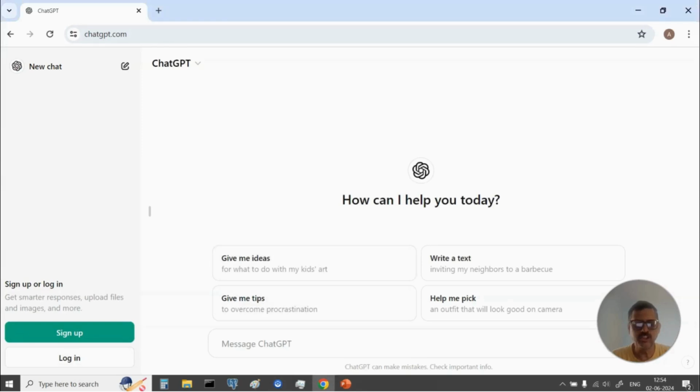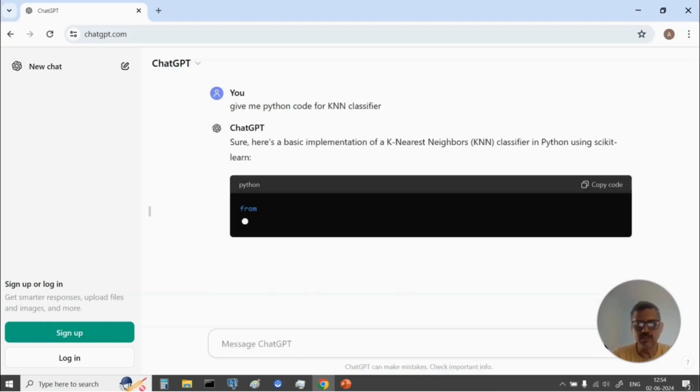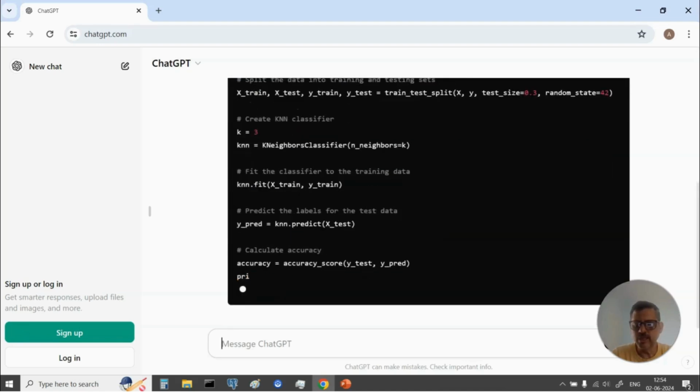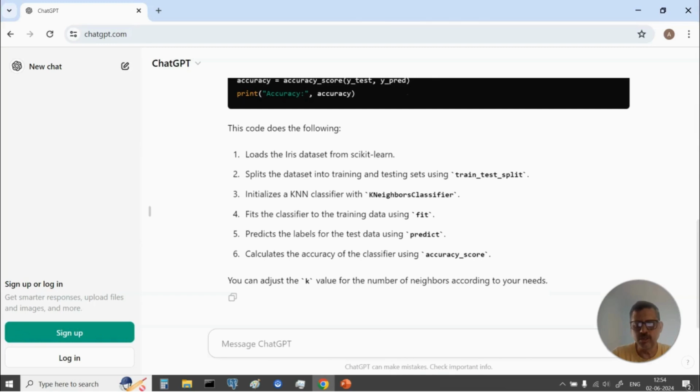Okay, so here we are. This is ChatGPT, and I'm just going to type, give me Python code for KNN classifier. Let's see what ChatGPT does. It quickly goes ahead and gives me the source code along with a brief description of what the KNN classifier is. So this is great. You have source code in Python, which you wanted, and you're all set. Why do you even need to know what KNN classifier does? That's the question.